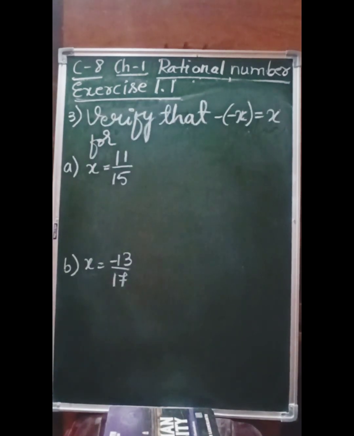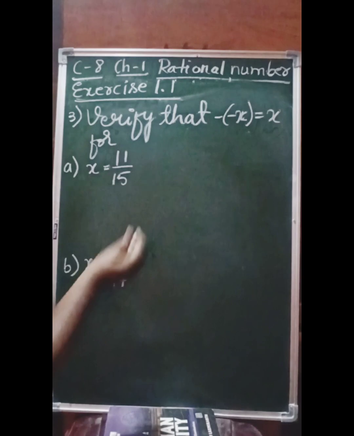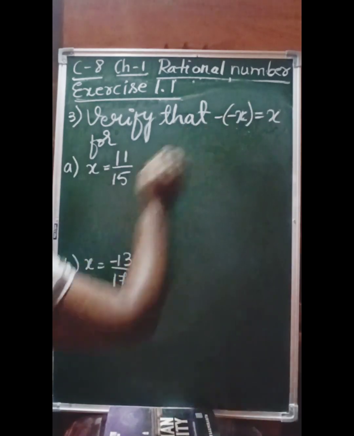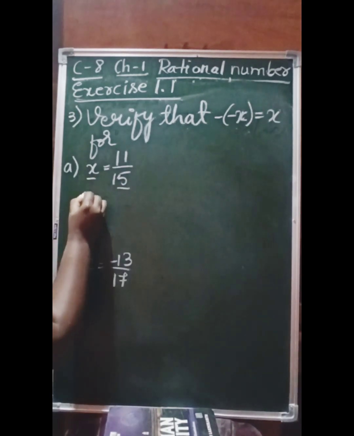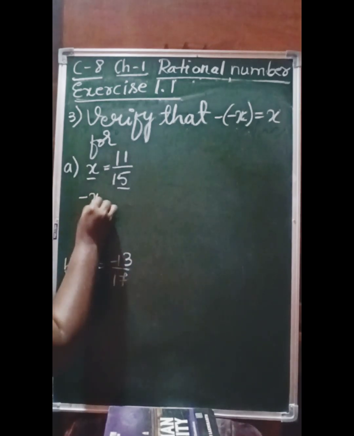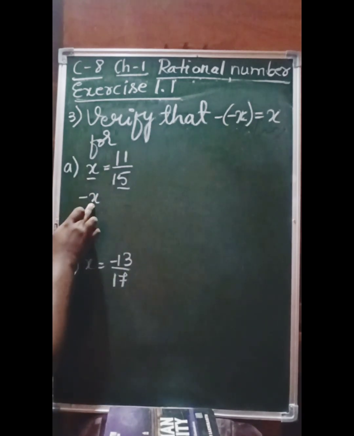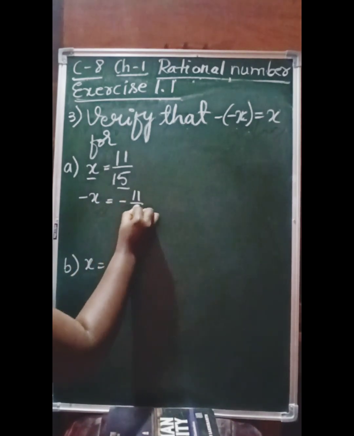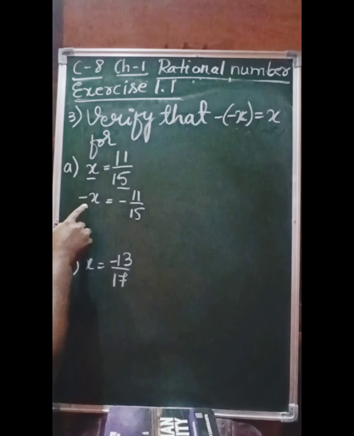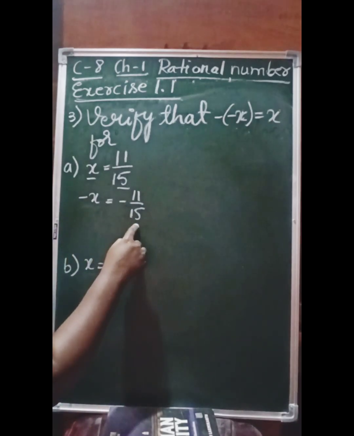So third question they given is verify that minus into minus x is equals to x. This problem already we did in textbook problem, I mean that is example problem. Let us see how to verify this one. Consider x already they given, that is 11 by 15. Now multiply minus to x. So when you multiply minus to x on the left hand side, you have to multiply minus on the right hand side also. Clear? Now minus x value is minus 11 by 15.